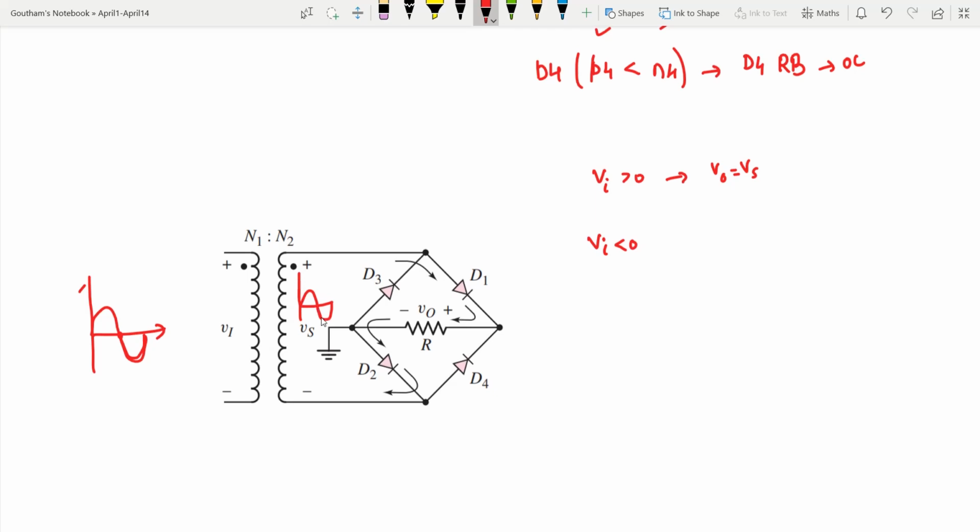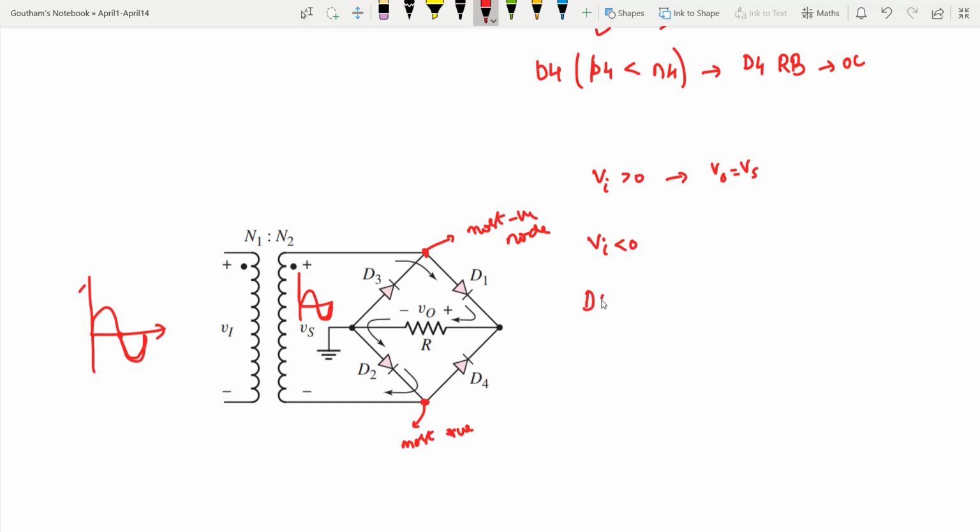So in the negative half cycle, I will draw another conclusion here. In the negative half cycle, this node, because this is minus, this becomes the most positive node in the circuit. And similarly, because this is negative going, this is nothing but the most negative node in the entire circuit. So with those two conclusions, now let us try and understand which region of operation each diode is in.